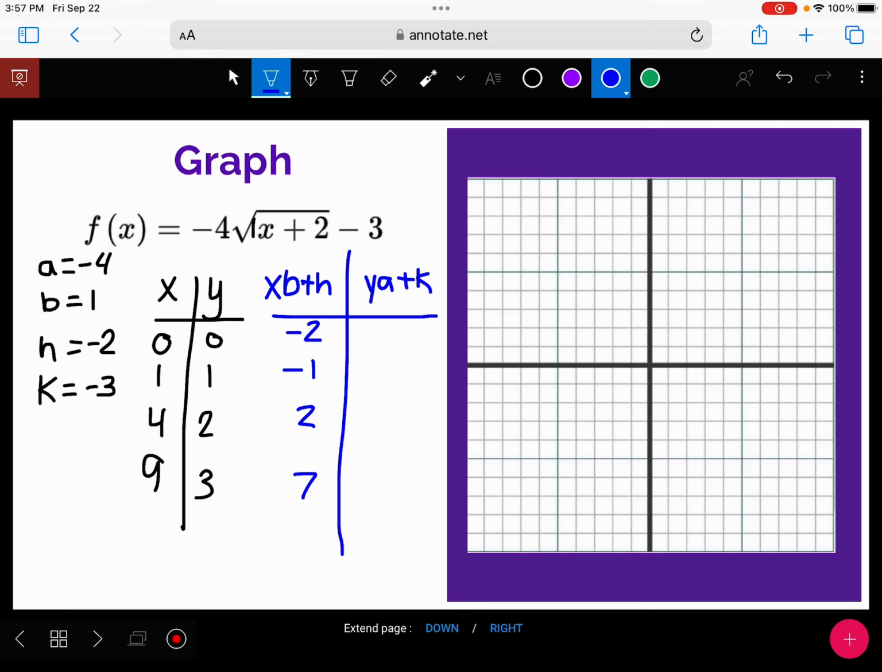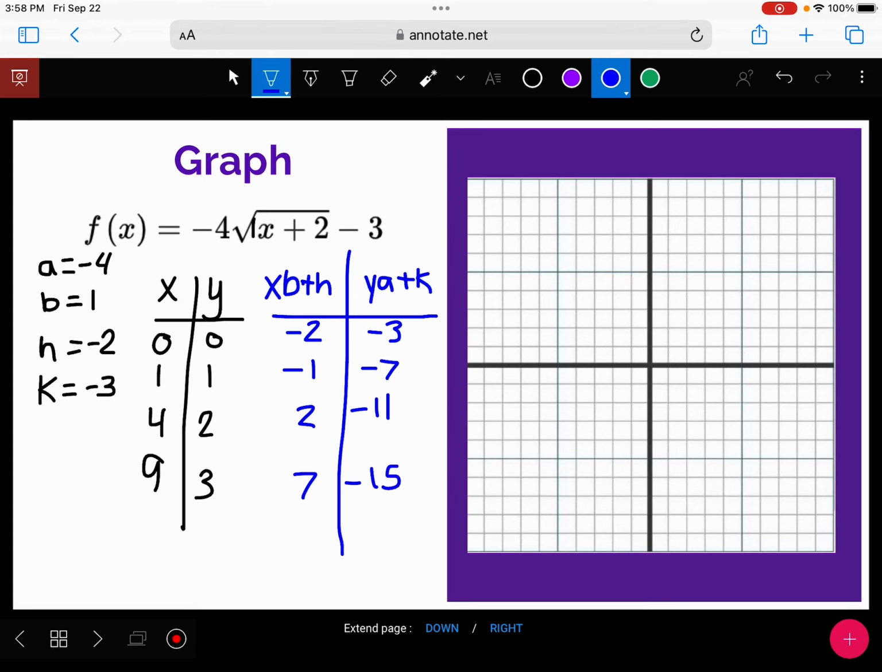Okay, so we're going to take the 0 times -4 is 0, plus -3 is -3. 1 times -4 is -4. Minus 3 gives us -7. 2 times -4 gives us -8. Minus 3 gives us -11. And then for our 3 times -4 gives us -12. Minus 3 gives us -15.